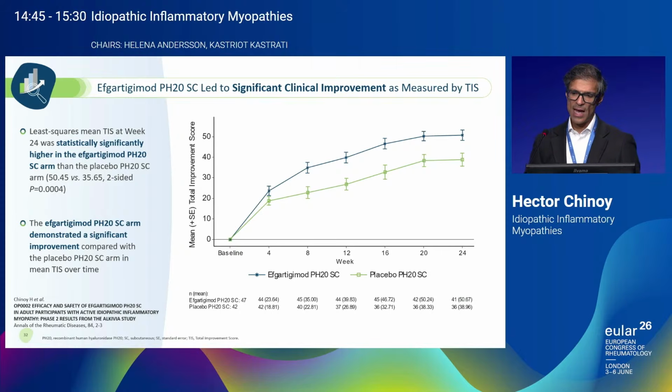And we can see at week 24, there was a significant clinical improvement as measured by the total improvement score with this divergence of the active drug versus placebo. And we have to bear in mind, you may be thinking there was a high placebo response, but the patients, they were allowed up to 20 mg of prednisolone, and they were on background immunosuppressants as well.